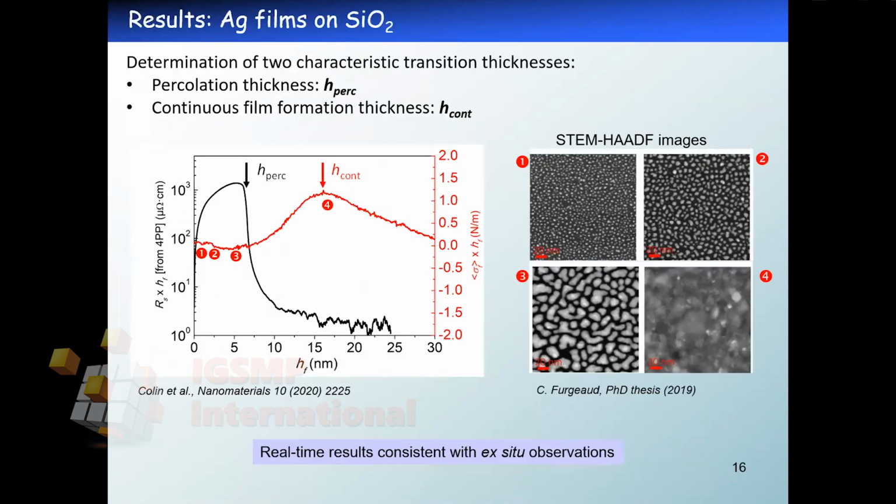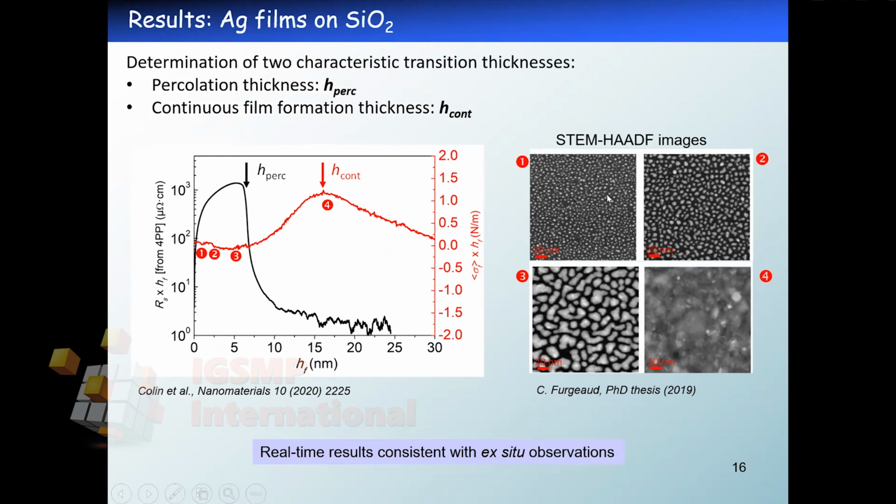So by combining these 2 techniques, it is possible to obtain information on 2 relevant morphological transition thicknesses. First one is percolation thickness from the resistivity curve, and the second one is the continuity thickness from the curvature data in red here. And to give you some support of this real-time diagnostic, we have extracted plan view transmission electron microscopy images of 4 films, which are corresponding to these typical thicknesses here.